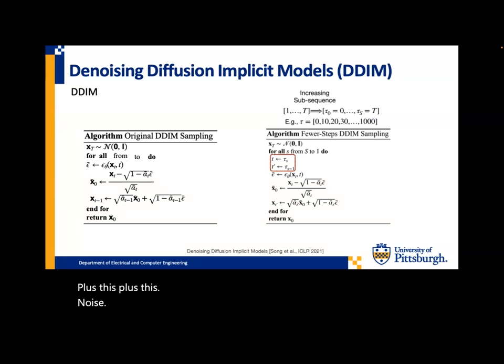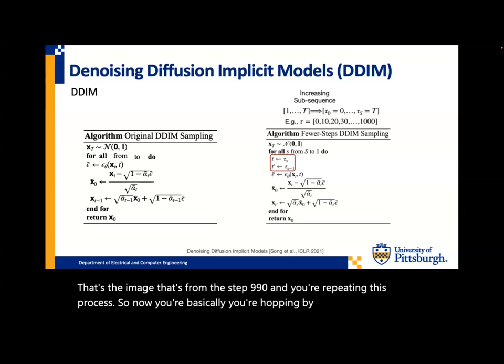So in this way, I can guess the xt prime. So basically, the algorithm is that from this step, from the image in step 1,000, I can guess the image from step 990. And you're repeating this process. So now you're hopping by 10 steps at a time. Okay.